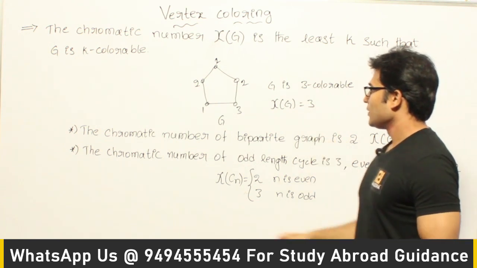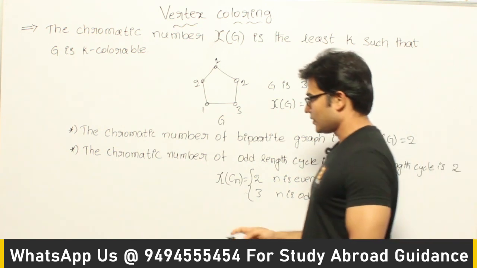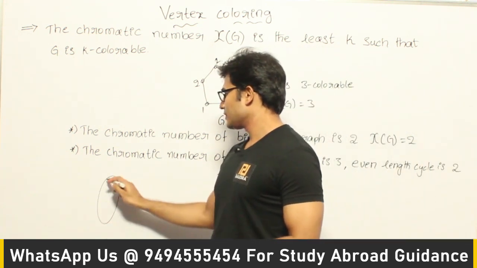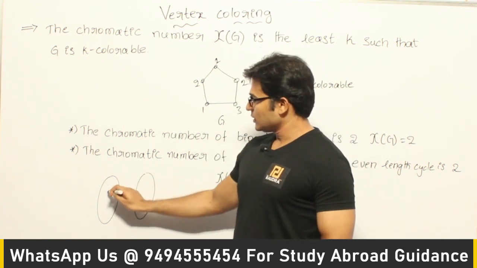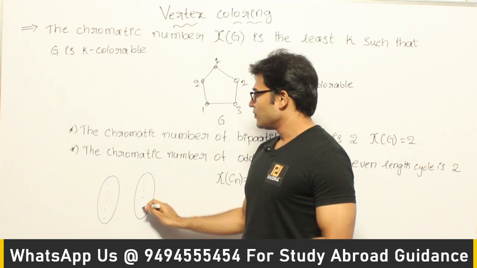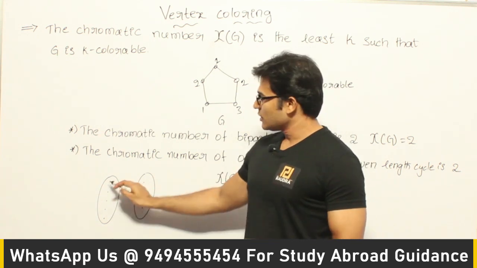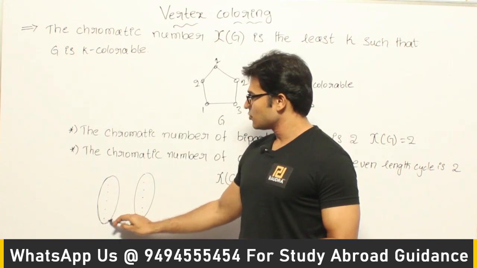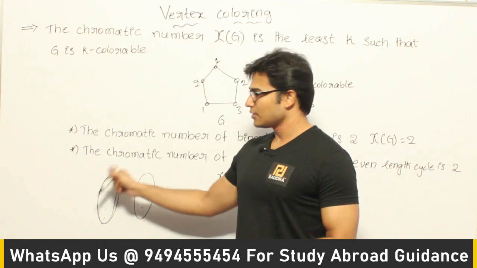Now the chromatic number of a bipartite graph is always 2. The reason is, in a bipartite graph, we have 2 partitions, and within a partition, no two vertices are adjacent. Therefore, even if I give the same color to all of them, it will not be a problem at all. Still that coloring will be proper.